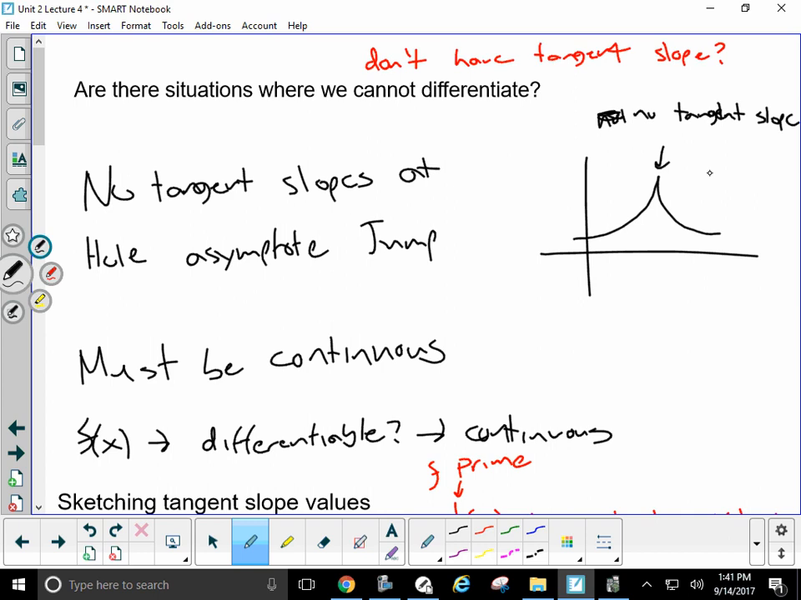We call this sharp point sometimes a cusp. We do not have a tangent slope at a sharp point. Why is that? Because it depends on the direction you're looking at. I would draw a tangent slope this way in one direction. If I went in the other direction, I'd draw the tangent slope that way.